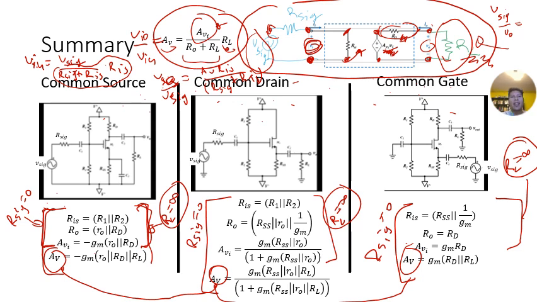Okay, so in the separate videos, I'm gonna go over the derivation for each of these particular amplifier circuits. So the common source, the common drain, and the common gate. In each video, we'll separately derive these four equations for each particular circuit.